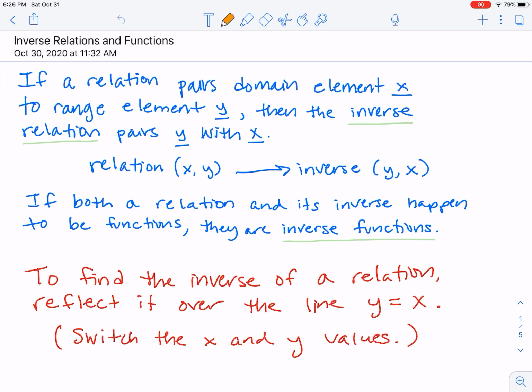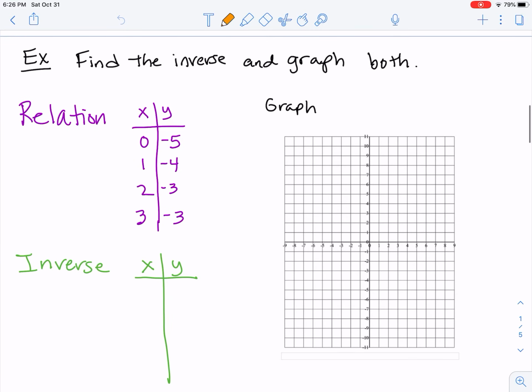Basically, an inverse is a reflection over the line y equals x. That's where your x values become your y values and your y values become your x values. It's a reflection over that line. If both the relation and the inverse happen to be functions, then they are inverse functions. To find the inverse of that relation, we're going to switch the x and y values. All right, let's take a look at an example.